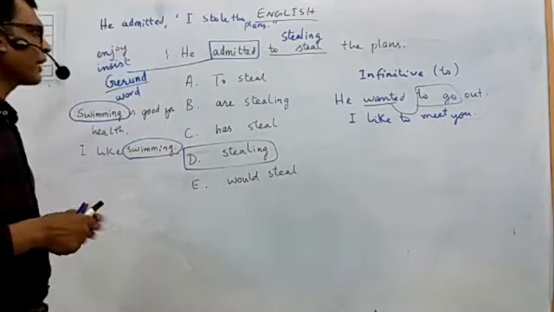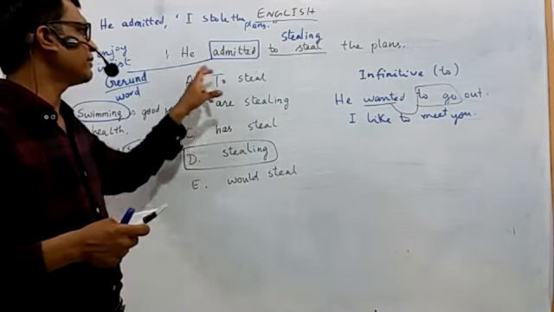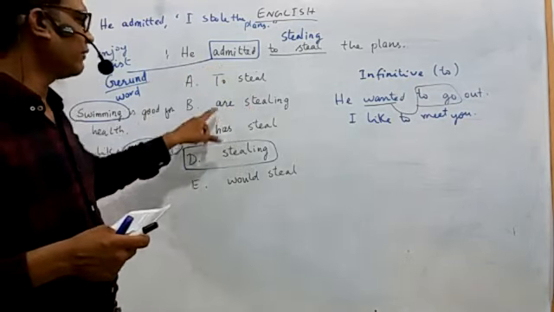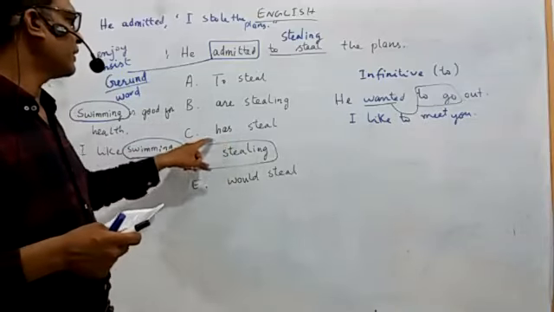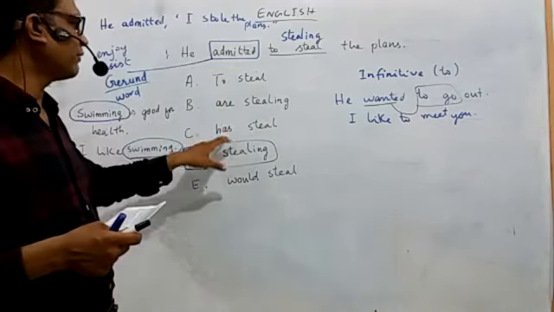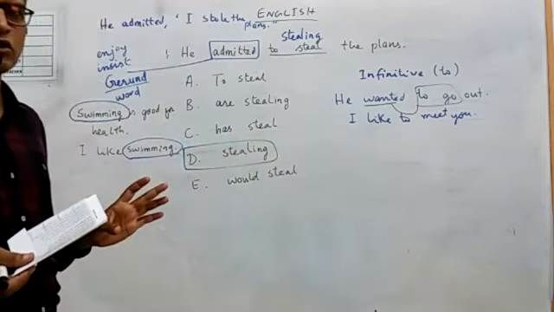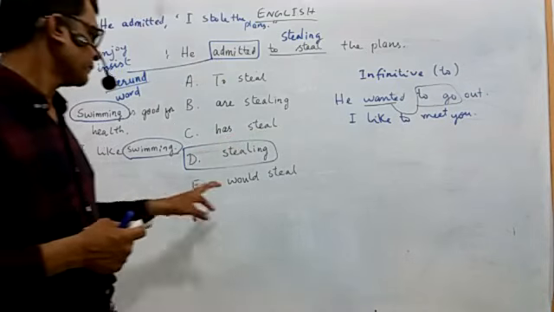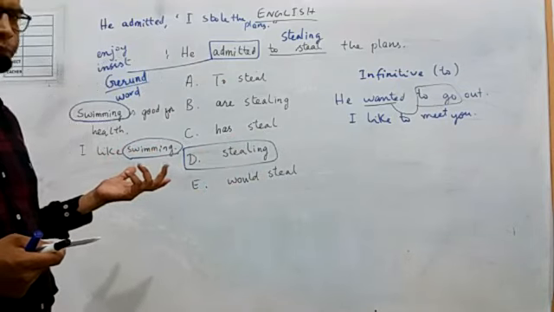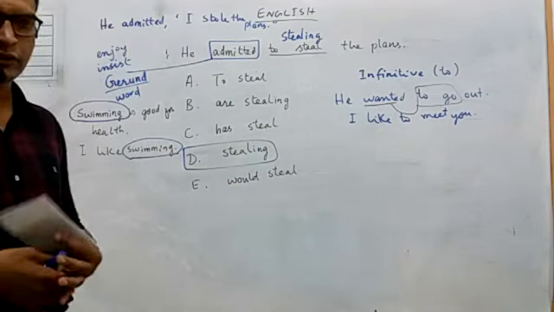In this case, he admitted to steal the planes. To steal is incorrect. He admitted are stealing does not sound good because admitted is already a verb, then we are using are as a verb. He admitted has steal. If we are using a verb, then a helping verb normally comes before it, and has steal has no place. It is not a correct structure. Would steal, he admitted would steal, that also does not fit. The only possibility is that ing form which we can use.